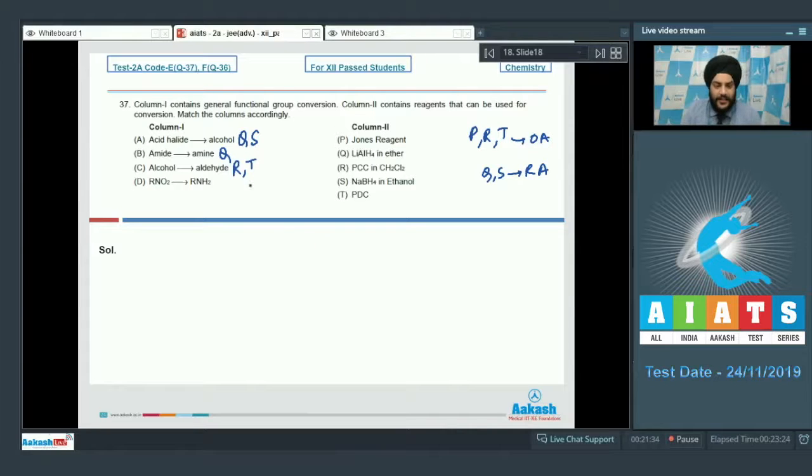And if we talk about the last option, the nitro group is to be reduced into the amine group. So only LiAlH4 will be able to carry out this given conversion. So the correct matching for option D will be Q again. So students, we have the correct matching for question number 37.